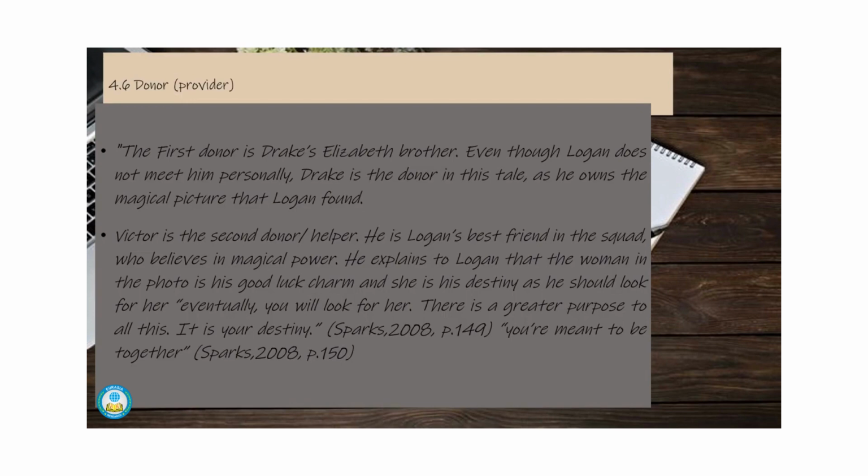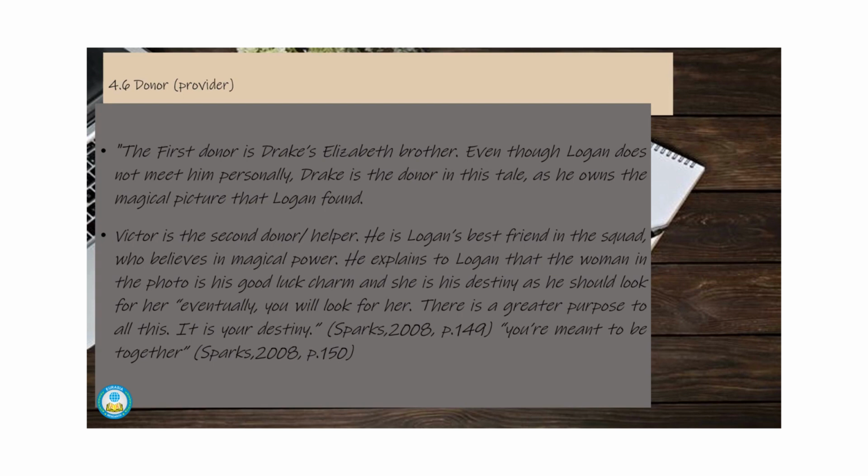Donor is the helper or the provider. There is always in the story someone who is providing and supporting the hero. In this novel, we have two donors or helpers. The first is Drake, Elizabeth's brother. Even Logan did not see him face to face. He just found the picture after a sudden attack in the desert in Kuwait before the occupation. So the picture was his good luck charm that saved him during the worst fight ever. So he is the first donor.